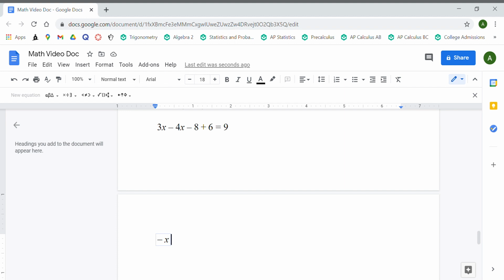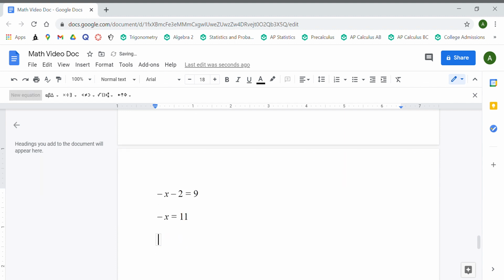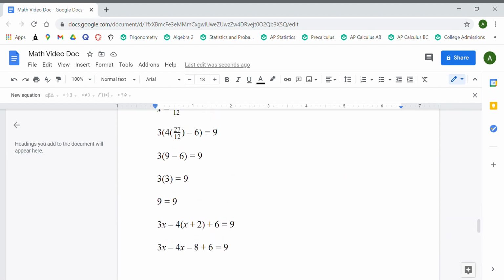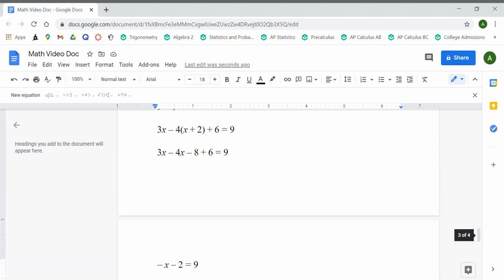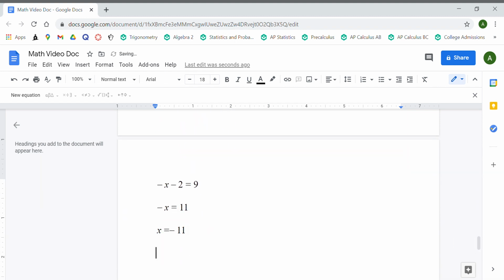Constants are like terms as well, so we're going to add those together. So negative x minus 2 equals 9. And then 9 plus 2 equals 11. Divide each side by negative 1, we get x equals negative 11. Isn't that fancy? Alright, I've got to look back through here again. Sorry guys. But anyways, it's ready to go to check.